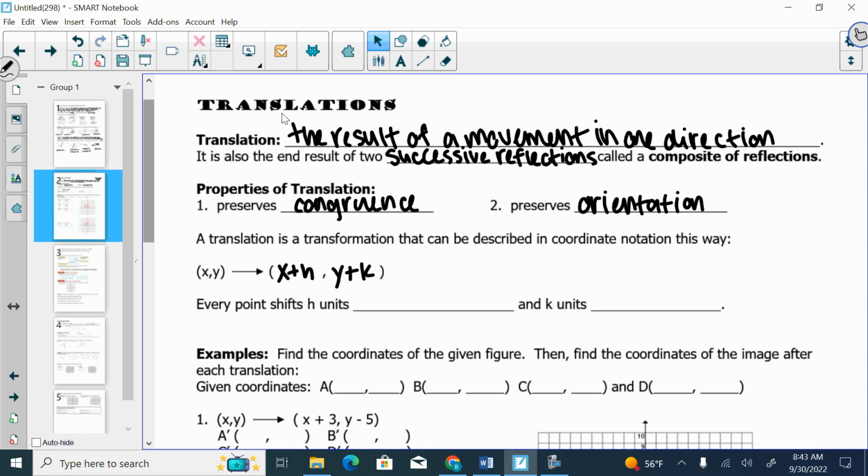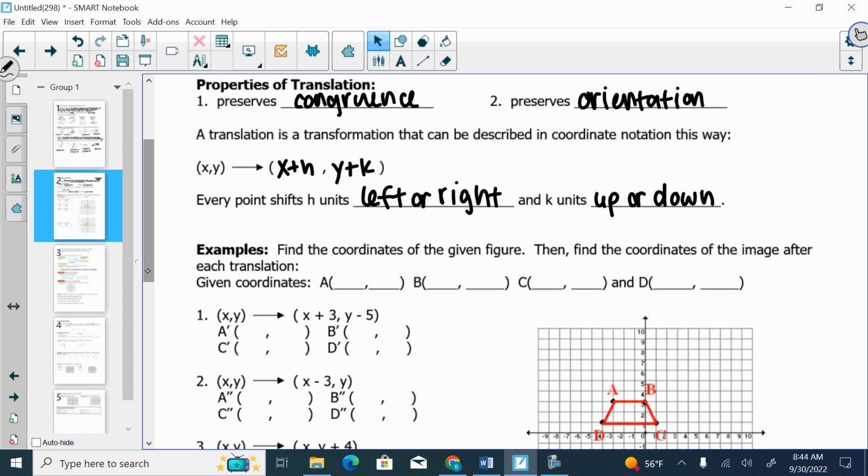Just like it is when we're talking about our parabolas, right? Whenever you're talking about transformations of those. So every point shifts h units left or right, depending on if it's a positive or negative. And k is going to shift up or down, depending on if it's a positive or a negative. All right, so in this next example, it says to find the coordinates of the given figure, then find the coordinates of the image after each translation.